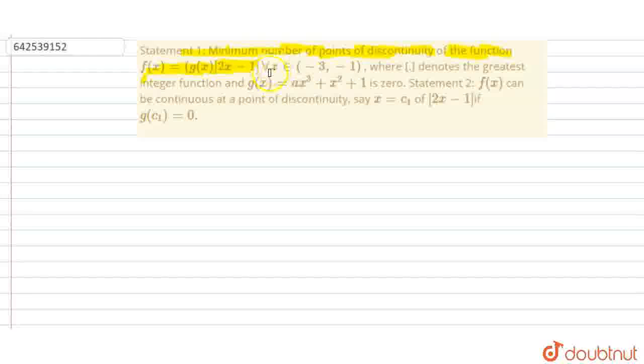g(x) is another function which is again given by this. We do not know what this constant here is, but there is some constant here. f(x) is equal to g(x) into [2x minus 1]. It is the greatest integer function, greatest integer of 2x minus 1, for all x belongs to (minus 3, minus 1). Anyway, this is the greatest integer function.